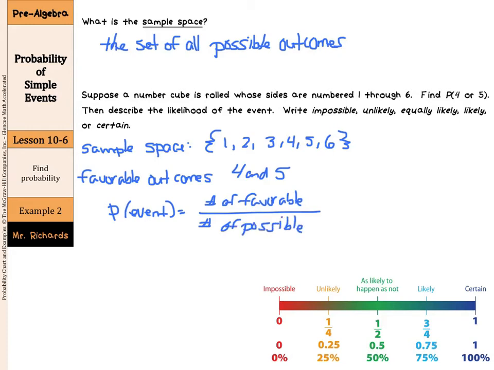And so the number of favorable outcomes, we have the 4 and the 5, which are 2 favorable outcomes, over a total of 1, 2, 3, 4, 5, 6 outcomes. And 2/6 simplifies into 1/3, which is about 33 1/3%, which, looking at our scale now, it's not impossible, it's not as likely to happen as not, so it still fits in this unlikely category.